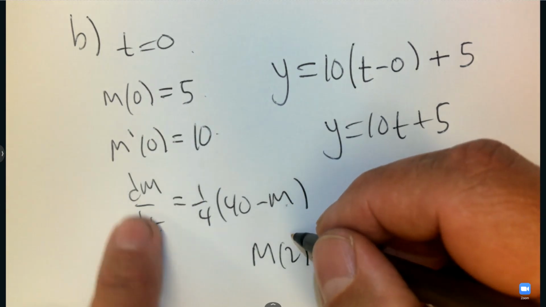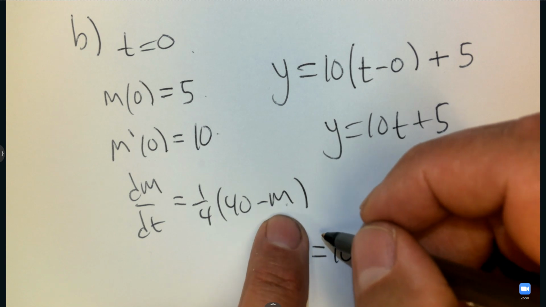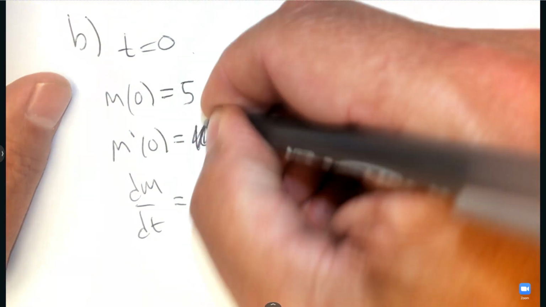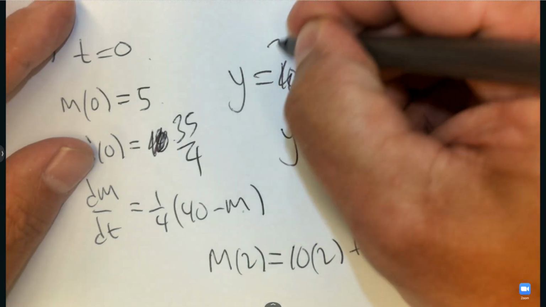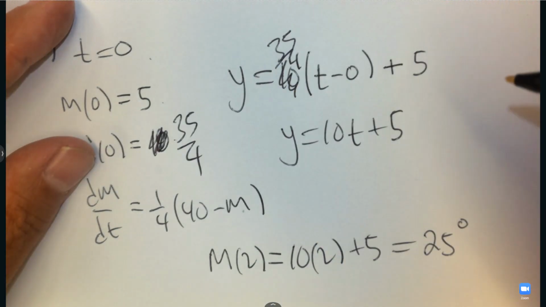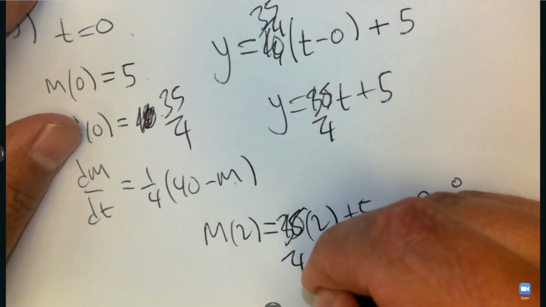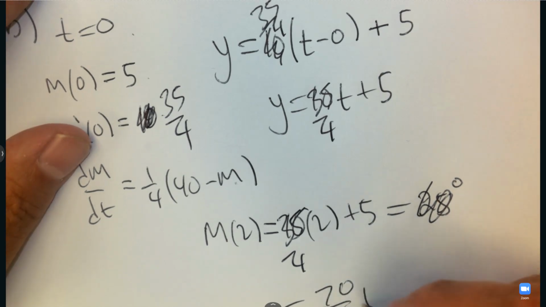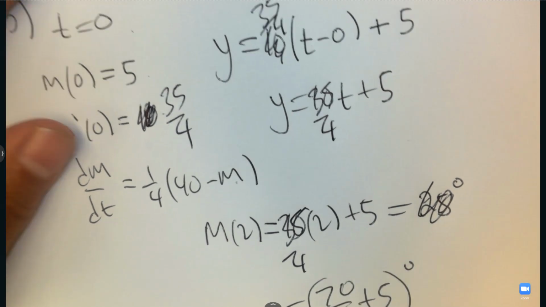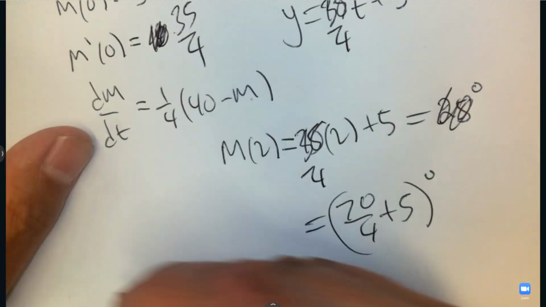So the slope at 0, plug in 5, would have given me 35 over 4. My bad. Which makes this 35 over 4. So our temperature would be 70 over 4 plus 5 degrees, and I don't have to simplify that. That's like 22.5 or something like that. All good. All right, we're on track.